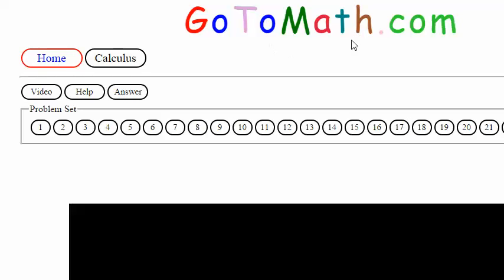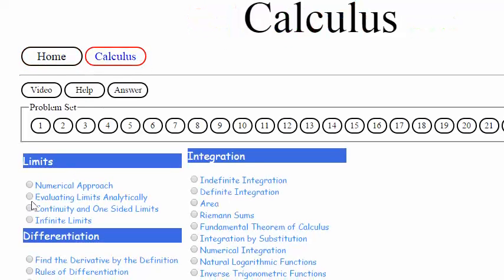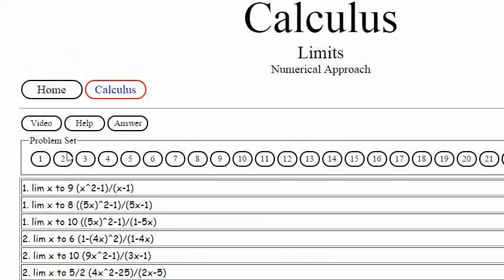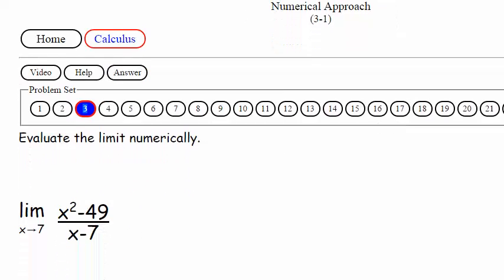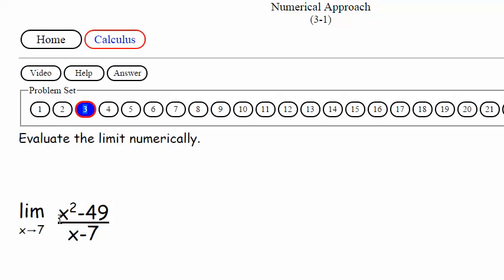Alright, we're at gotomath.com working some calculus. We're evaluating limits numerically, and we are in this section right here, and that's the actual one I need to come up. So we have the limit as x approaches 7 of x squared minus 49 over x minus 7. So let's move over to the whiteboard.